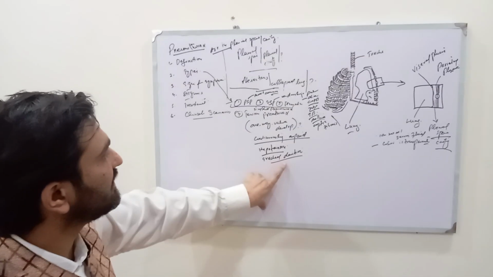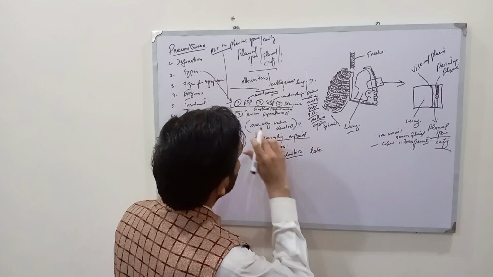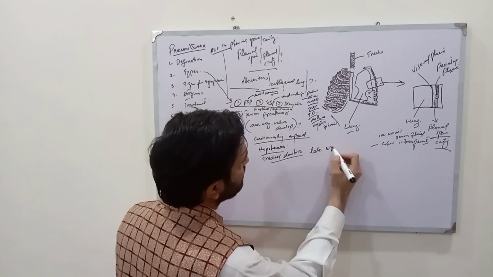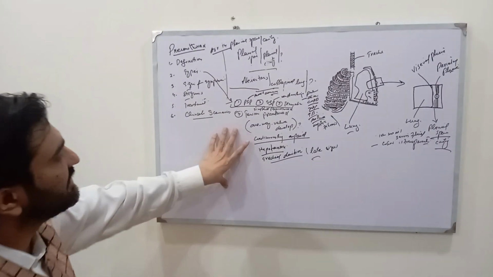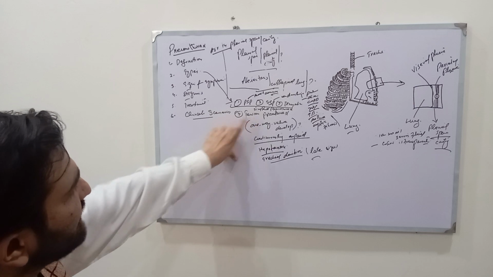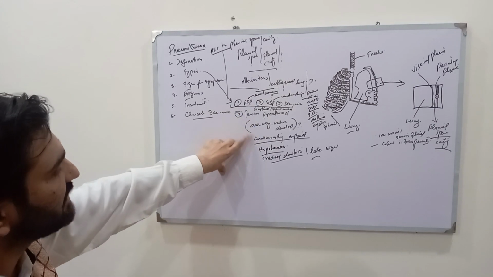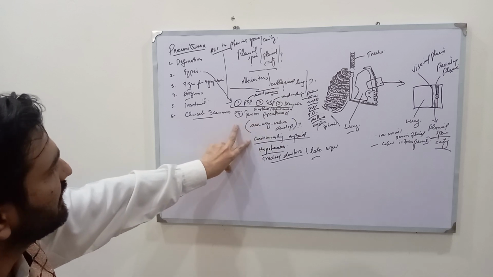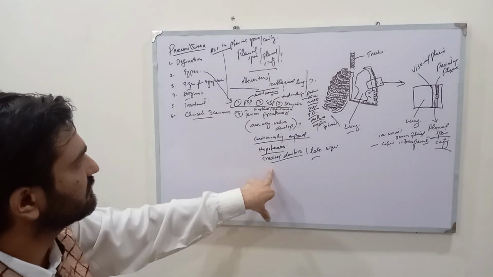Although tracheal deviation is a late sign of tension pneumothorax. So what is the difference between simple pneumothorax and tension pneumothorax? Tension pneumothorax, one difference is that it continuously expands due to a one-way valve mechanism. Other than that, it is related to hypotension and tracheal deviation.